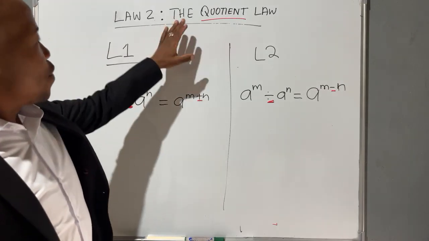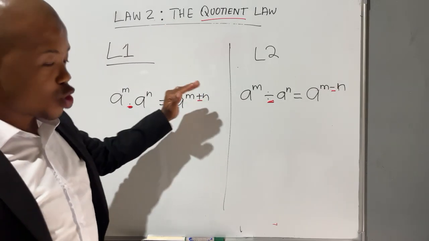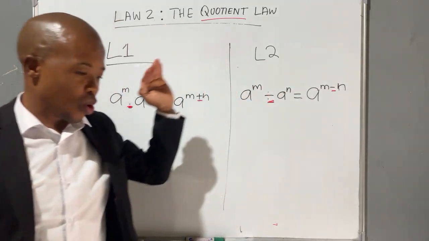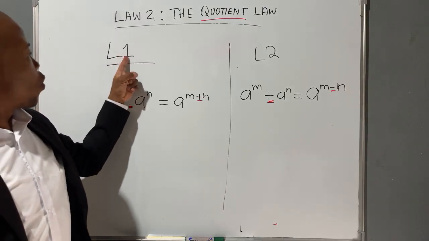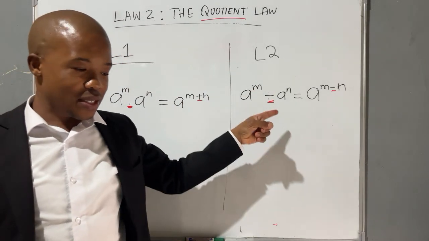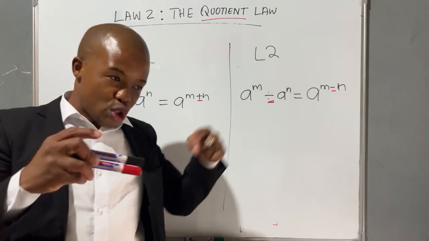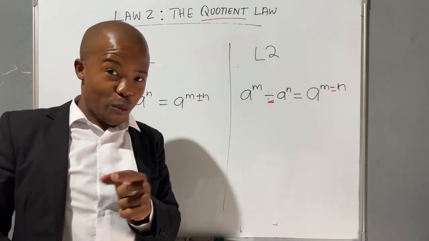After this, I'm still going to continue with law 3 and also law 4. So law 1 and law 2 are opposites. I'm also going to show you that law 3 and law 4 are also opposites.